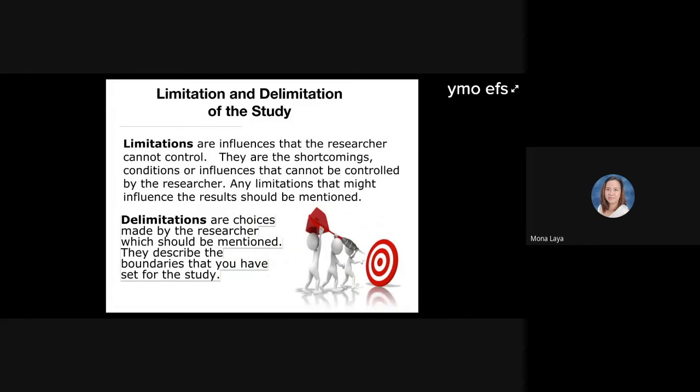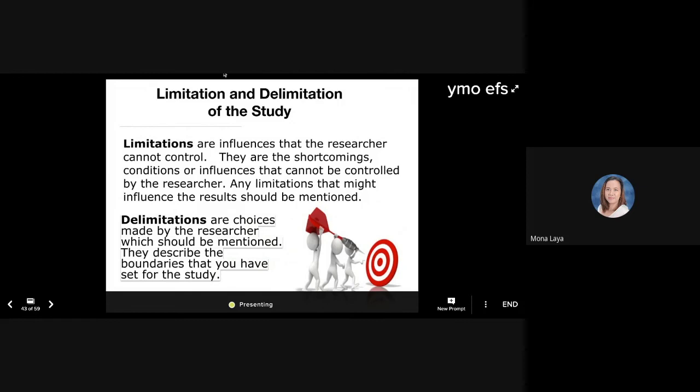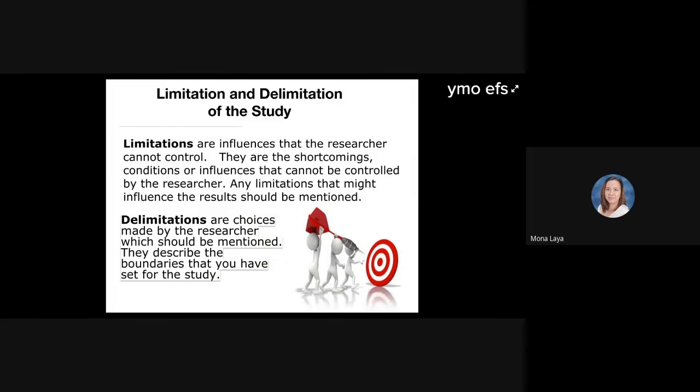Okay, this one. In your format, you have scope and limitation. Tama ba yun? Or scope and delimitation. Delimitation daw. Delimitation, scope and delimitation. Okay, scope and delimitation. Okay.